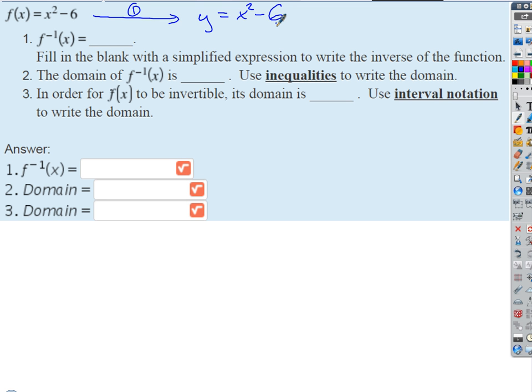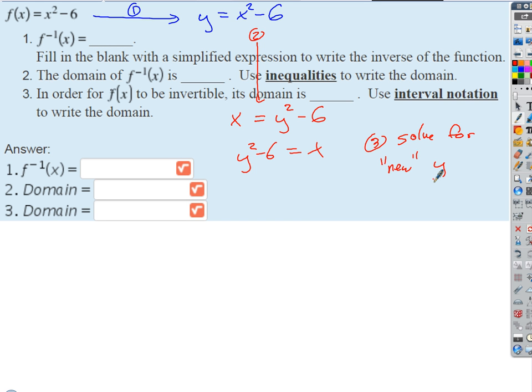So step 2 was we're going to write this as x equals y squared minus 6. I'm going to flip that around so the y is on the left instead. Same thing though, right? And now step 3 is solve for the new y.